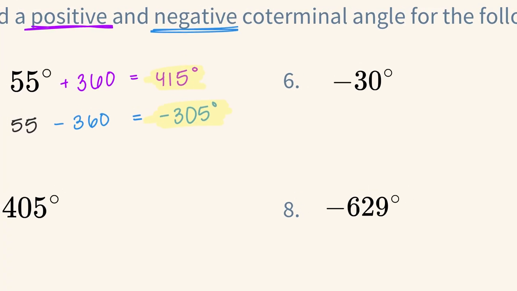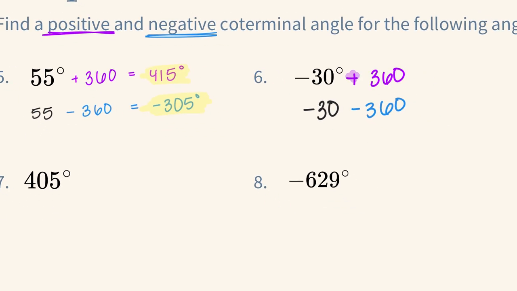number 6. Again, they're asking for positive, meaning I'm going to add 360. And with that negative coterminal, I'm going to subtract 360. So if I do 30 plus 360, I'm going to end up with 330 degrees. And if I'm subtracting, I'm going to get negative 390 degrees. So I have a positive and a negative answer. I'm done. Please make sure you're adding those degree signs. If not, you will get points off. So please make sure you have the degree sign.